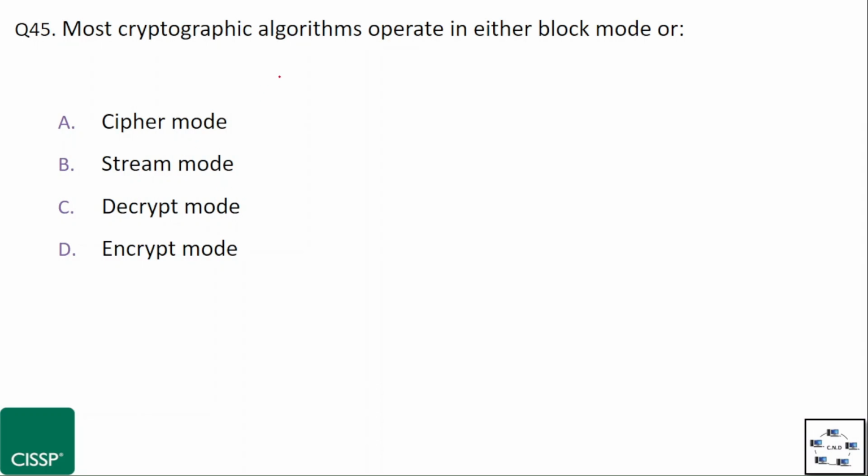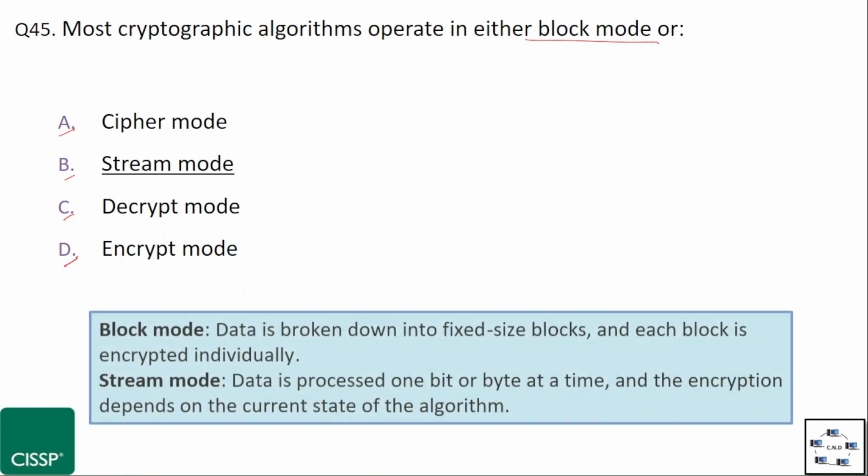Question number 45. Most cryptographic algorithms have two modes. They either operate in the block mode. What is the other mode? And the options are: option A, cipher mode; option B, stream mode; option C, decrypt mode; and option D, encrypt mode. And the correct option is the stream mode.